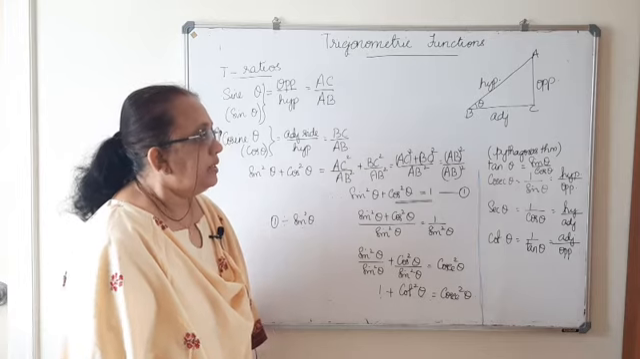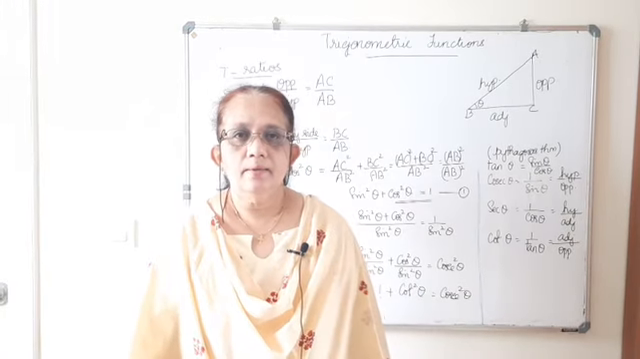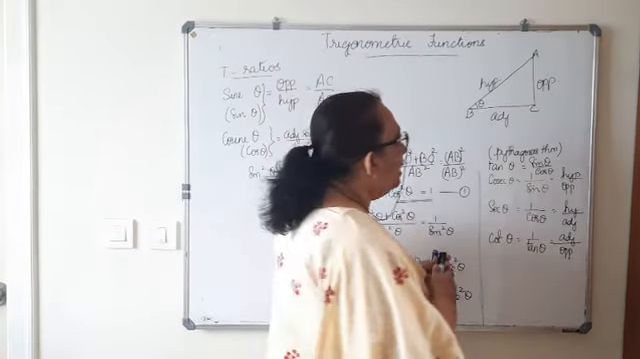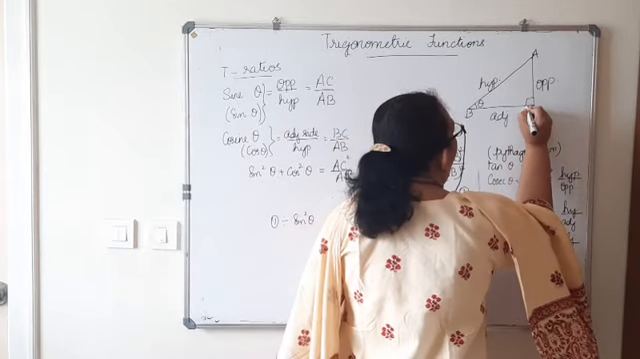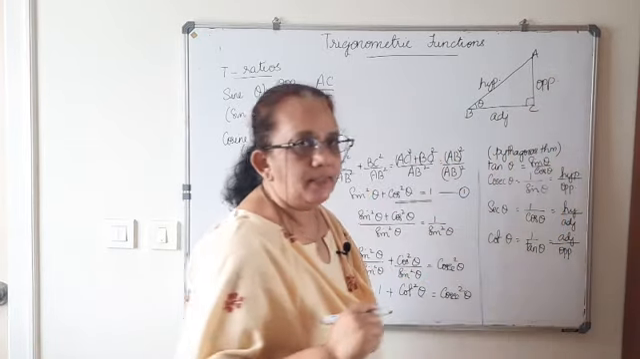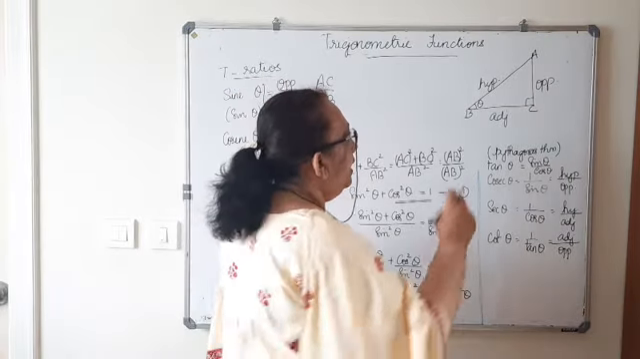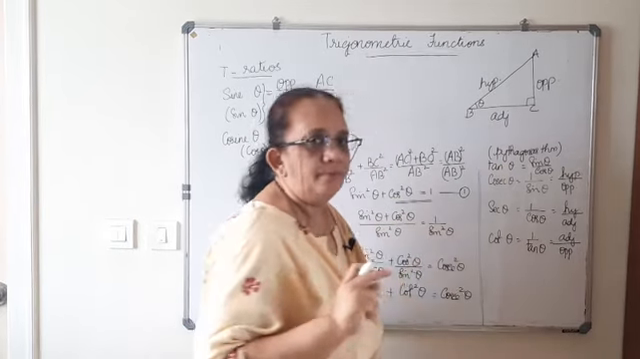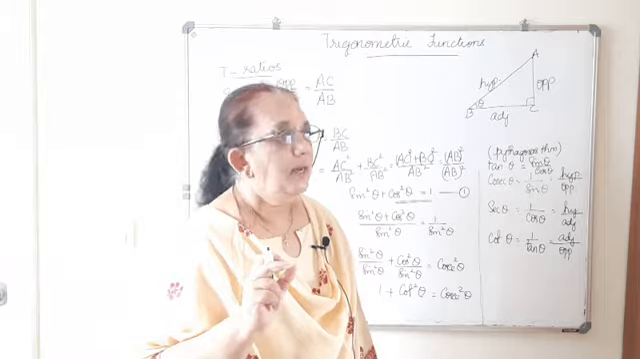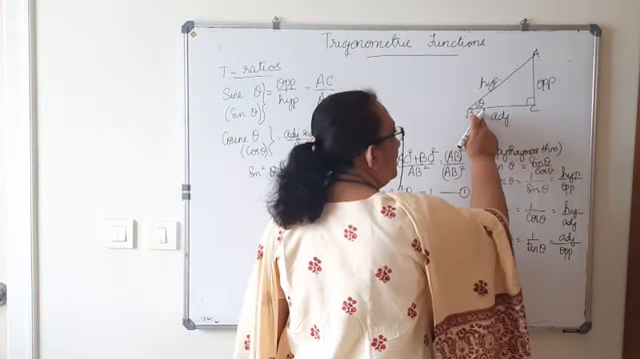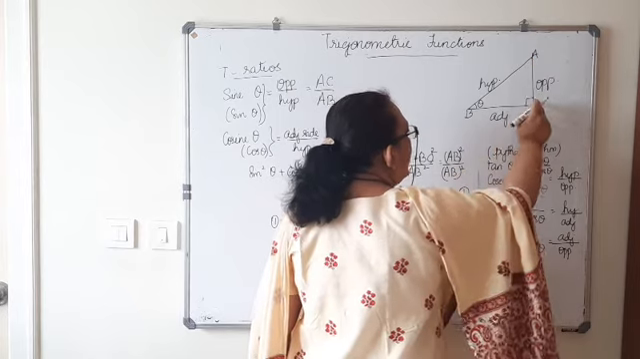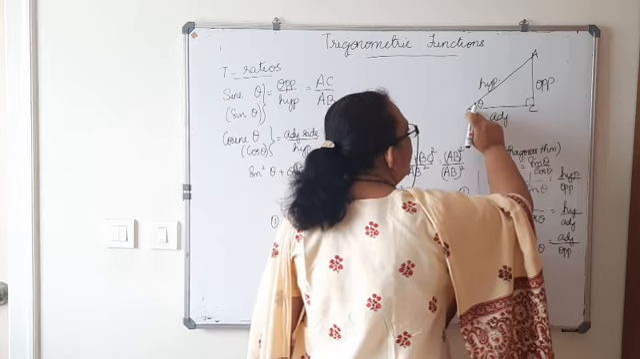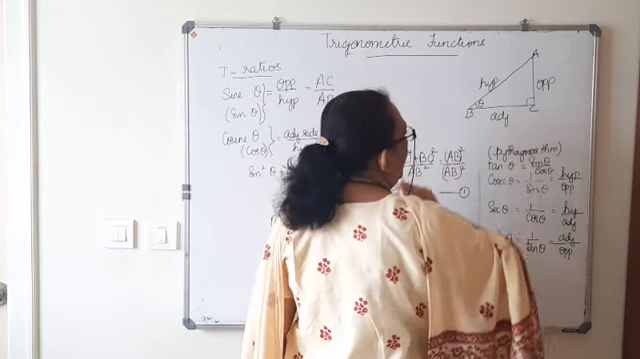Trigonometric functions. In trigonometric functions we always deal with right triangles. Right triangles means one angle will always be equal to 90 degrees and the other two angles will be acute angles. Now, when you consider the right triangle ABC, I am considering the acute angle theta. With respect to this acute angle theta, I define the opposite side as AC, the adjacent side of angle theta is equal to BC, and the hypotenuse of the right triangle is equal to AB.